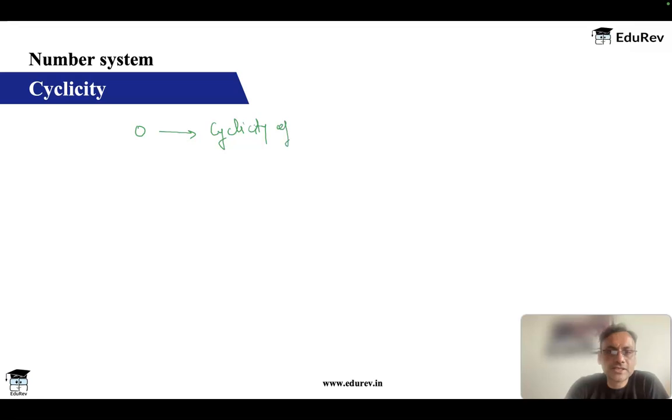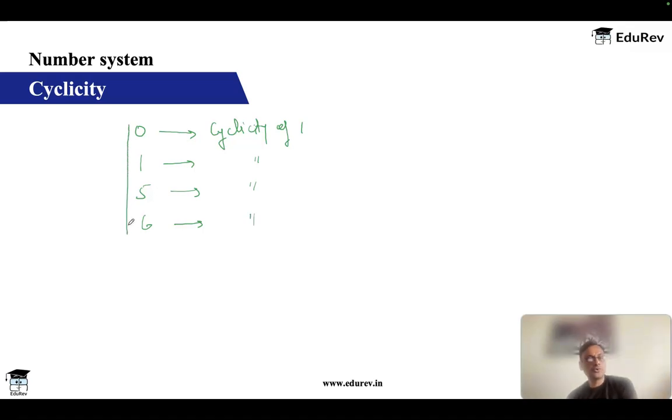So 0 has a cyclicity of 1. It will always give you 0. 1 also has a cyclicity of 1. Any number ending with 1, any power will always end with 1. 5 also has a cyclicity of 1. And 6 also has a cyclicity of 1. So any number ending with 0, 1, 5 or 6, you raise them to any power, they will always end with 0, 1, 5 or 6.